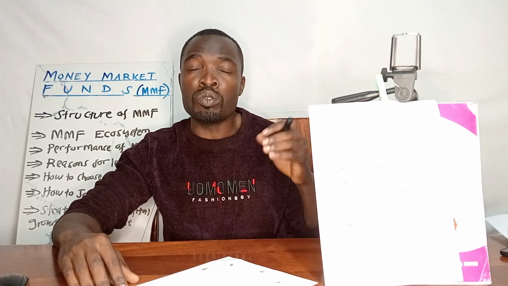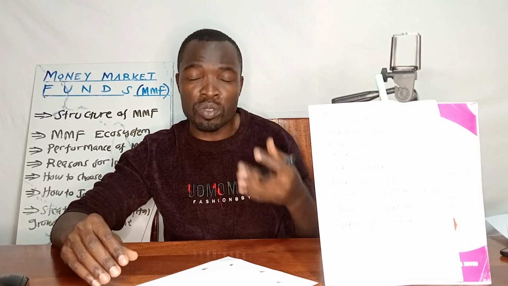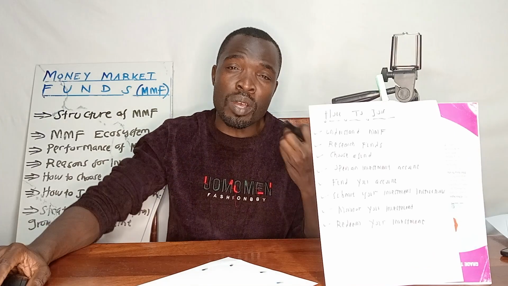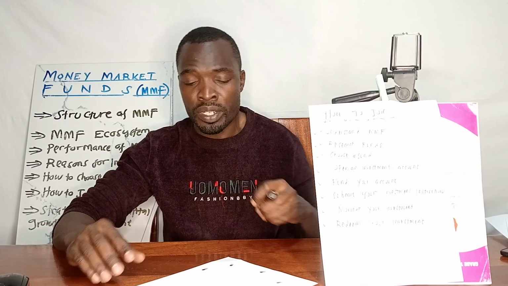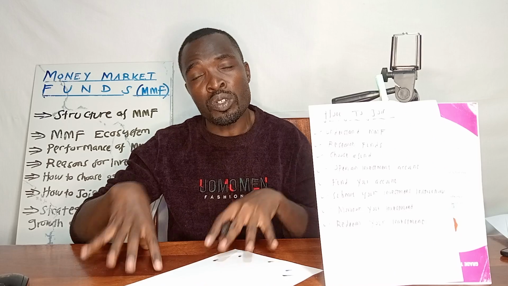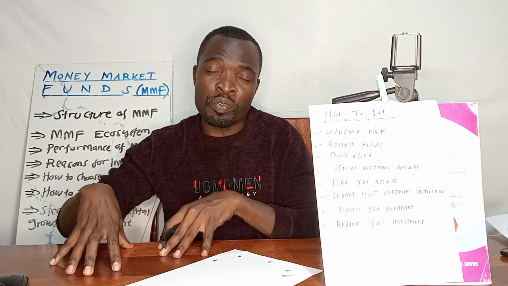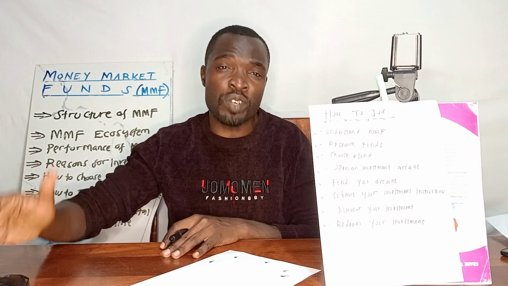Step number 4, you open an investment account. This is just like the way you open a bank account. You provide personal information, identification documents to the chosen fund manager, and your account will be opened. Step number 5, you fund your account. Now that you've opened your account, you need to have money that you are investing. So that's funding. So you fund your account. Whether you're starting with 1 million, 100,000, 50,000, you fund your account.